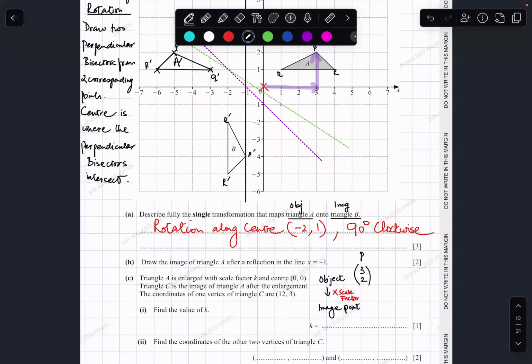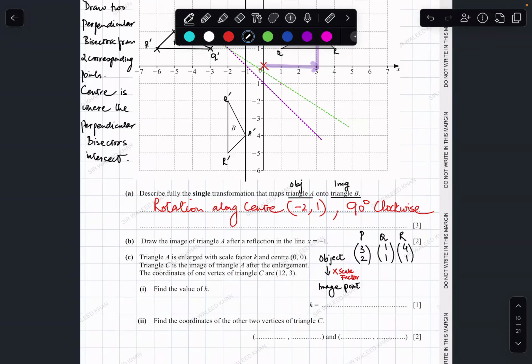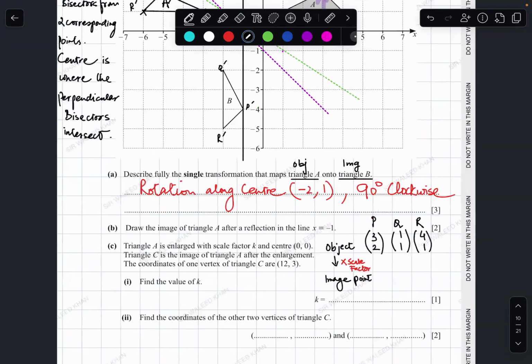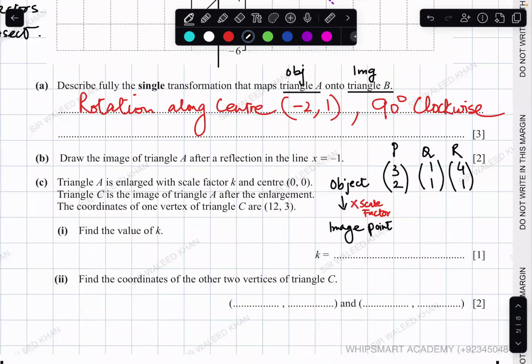So what should Q be? That should be 1 and 1. What should R be? R should be 4 and 1. What are they saying? They are saying the coordinates of one vertex of triangle C are 12 and 3. One vertex. Let's say we have the image point over here, 12 and 3. If I match it with all the above, no point can turn into 3, right?